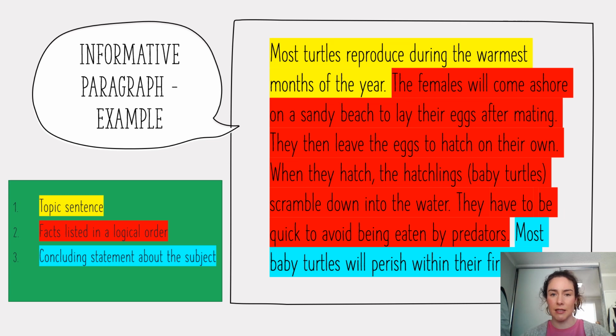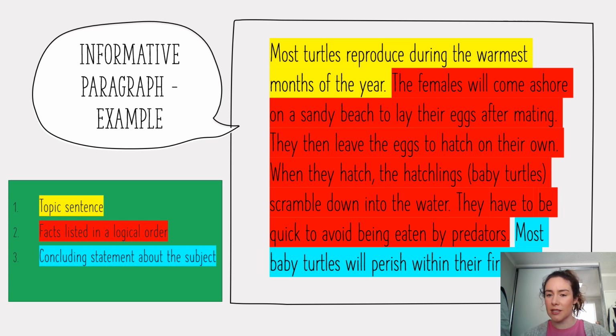So the topic is turtles, and the subheading for this would be something like reproduction or babies, and this paragraph here is specifically just about that. So this sentence introduces that subject of reproduction, and it is the topic sentence saying most turtles reproduce during the warmest months of the year. They then have listed the facts in a logical order. So we've got then 1, 2, 3 sentences, 3 facts about our turtles, baby turtles and reproduction listed in a logical order.